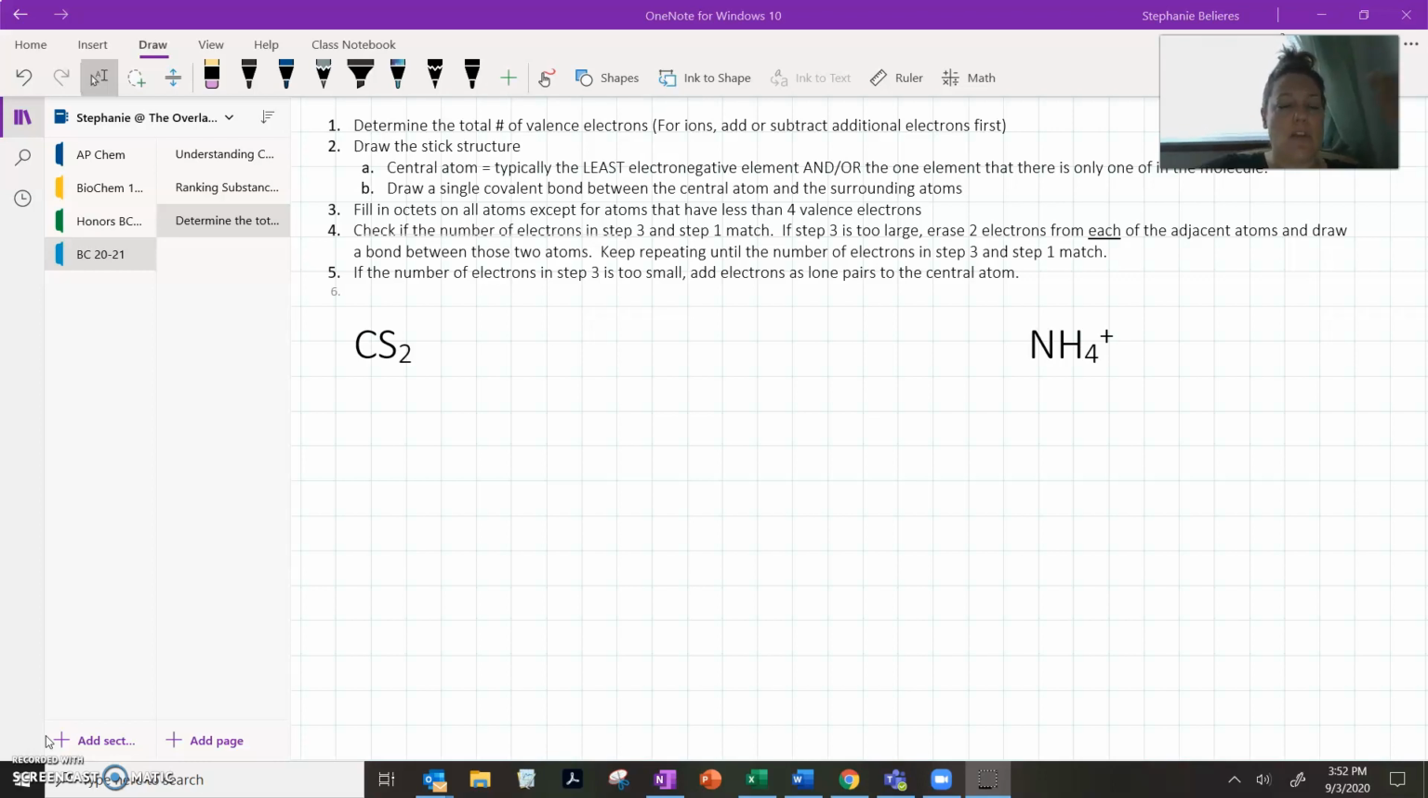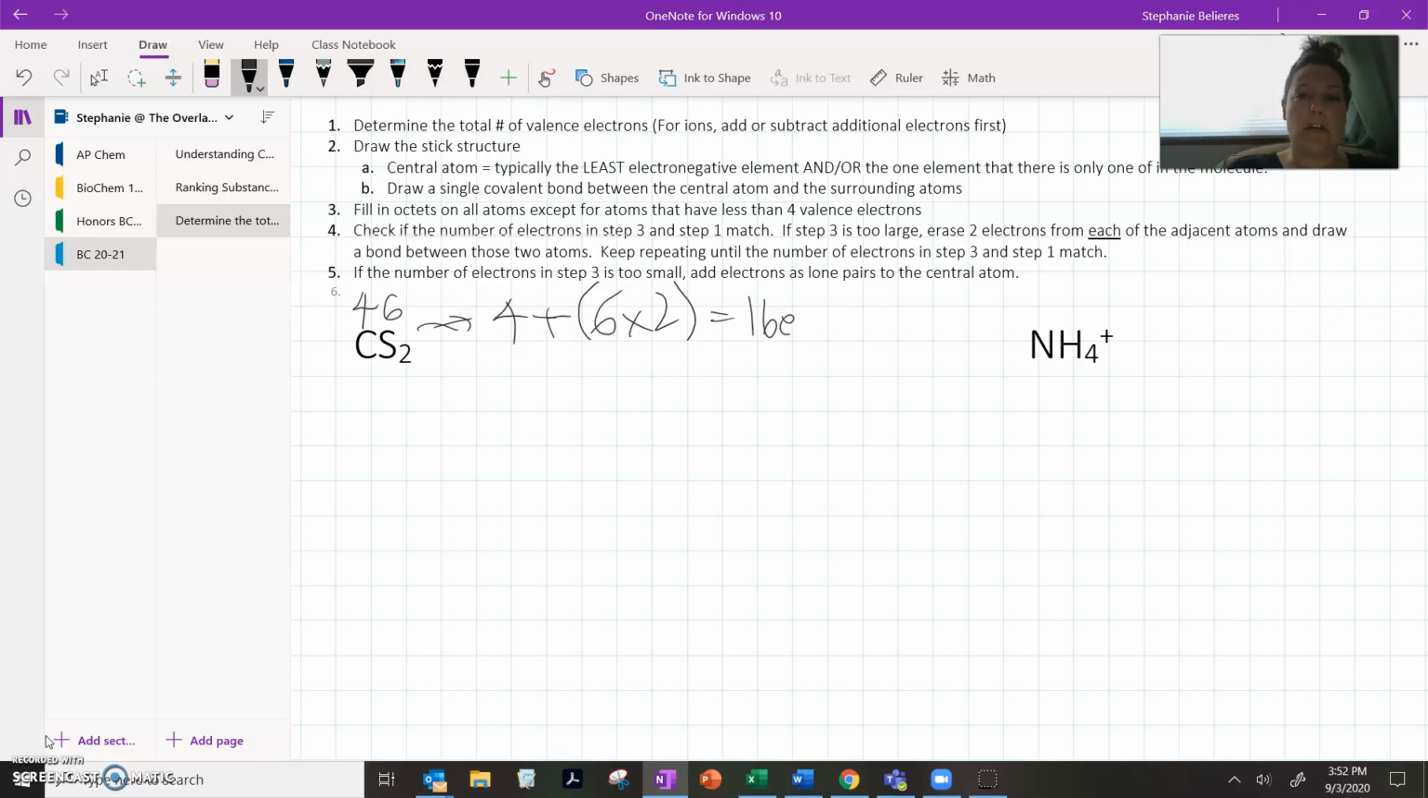Okay, I'm going to start with CS2, that's carbon disulfide. And the first thing I need to do is count up the total number of valence electrons. I figure out how many valence electrons an atom has by looking at its group in the periodic table. I know that carbon has 4, it's in group 4, and sulfur is in group 6, and there are 2 of them. So I'm going to have 4 plus 6 electrons times 2 atoms, so that's a total of 16 electrons.